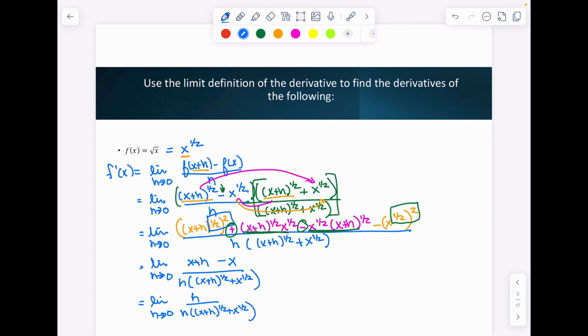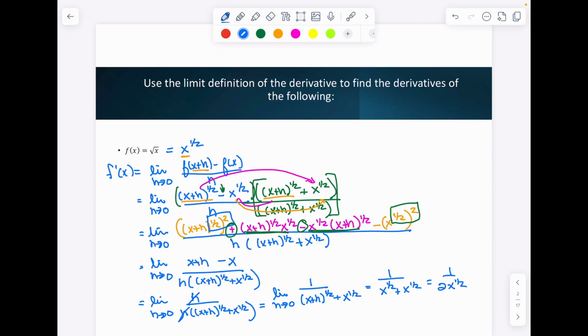This is why I left the denominator the way it was and didn't multiply that h through. It's already factored. One of my factors is h in the denominator, and then I have an h in the numerator. h divided by h is just 1, so those will cancel out. What I end up with is the limit as h approaches 0 of 1 over the quantity x plus h to the 1/2 plus x to the 1/2. Now I can evaluate this. I can plug in 0 for h and see what happens. I have 1 over, well, x plus 0 is just x, raised to the 1/2 plus x to the 1/2. So I get 1 over 2x to the 1/2.